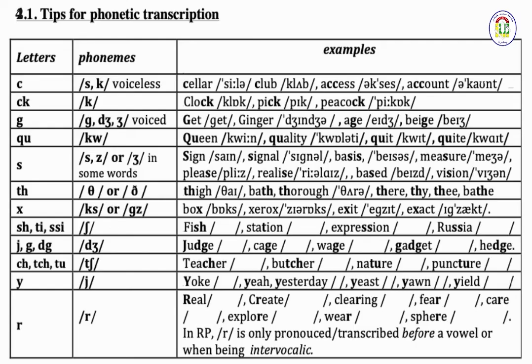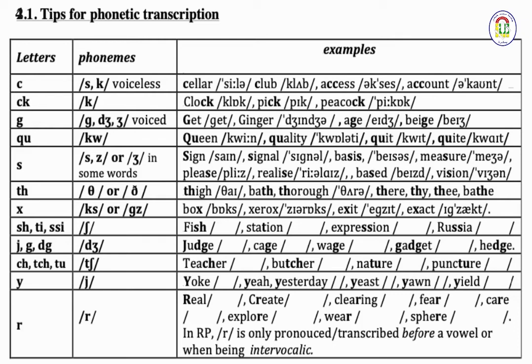Let's give more details about consonants and their pronunciation and transcription. We have some tips for phonetic transcription in order to help you transcribe certain consonants and know how they are pronounced. The letter C could be pronounced as an S sound or a K sound, which are both voiceless, for example, cedar, club, excess, account. So the letter C could be transcribed and pronounced as an S sound or a K sound.